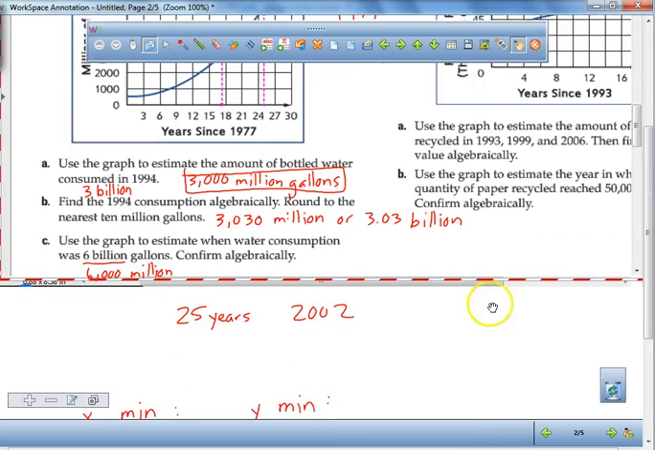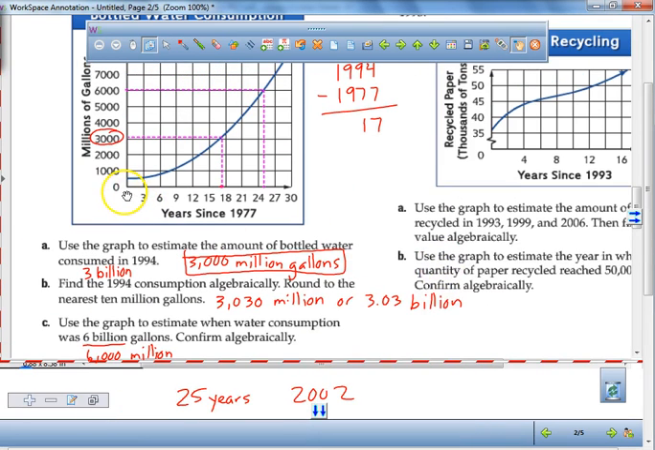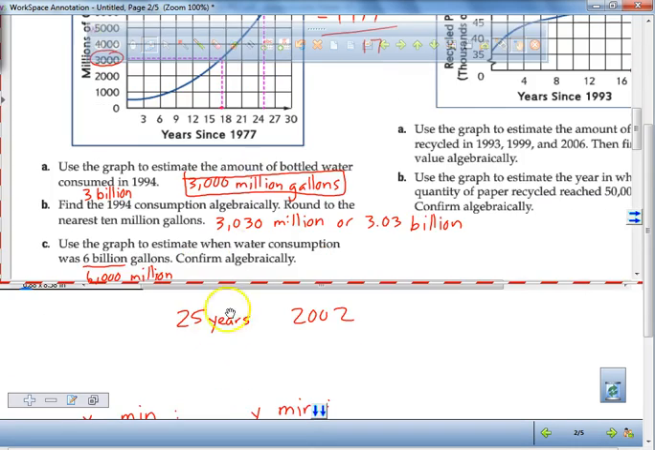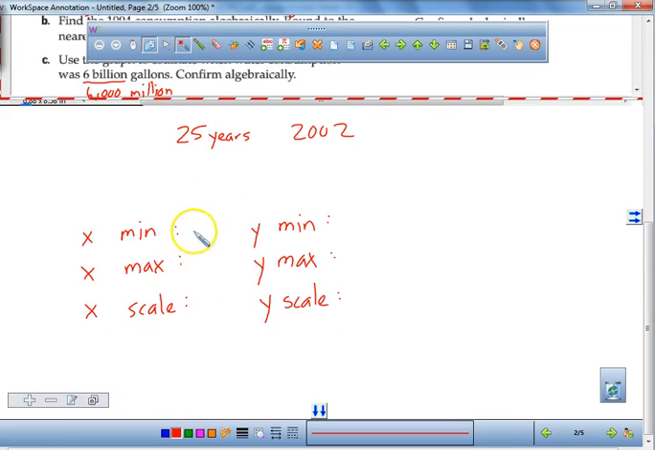All right? Right here. What's the x minimum? Right there. 0. What's the x maximum? What's it going up by? 3's. 0. 30. Scale is 3. They're counting up by 3's. Every single tick mark is a 3.